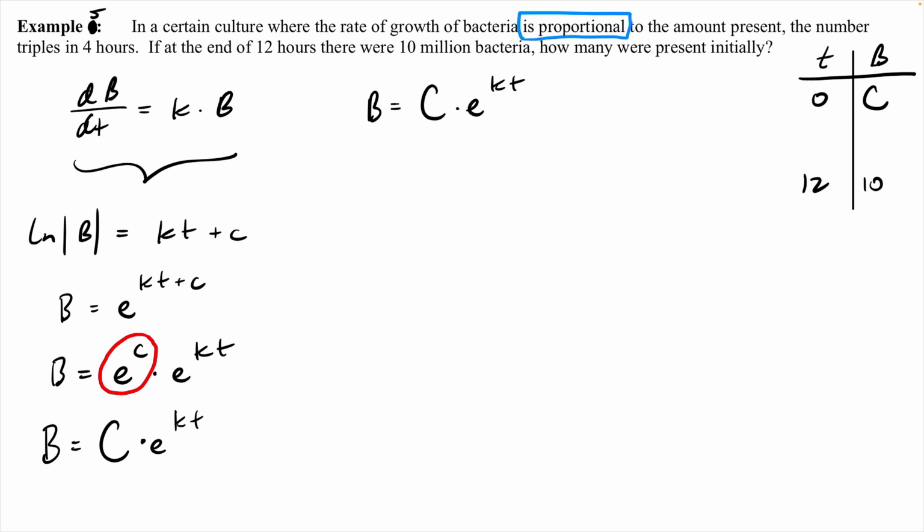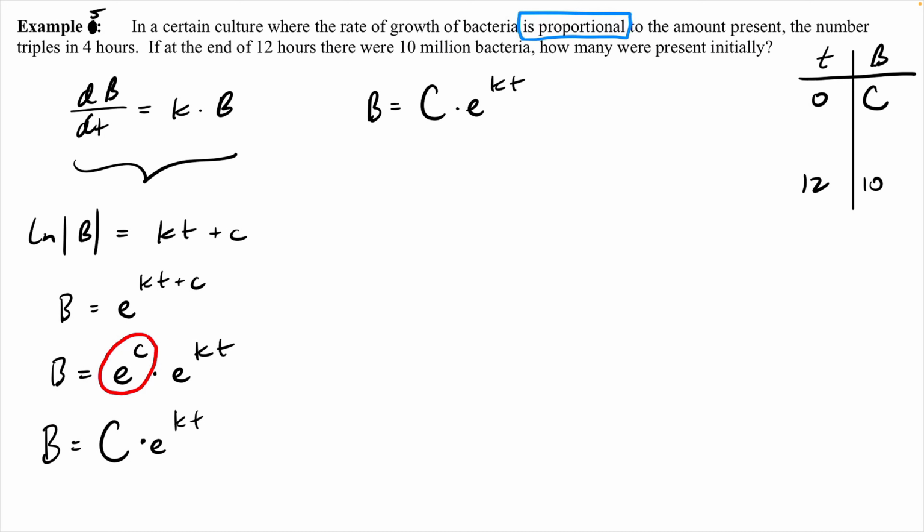Now we got to solve for K, right? So how did we solve for K? Divide by C. Yeah, we would do that. We would divide by C and everything, but the problem is I don't know what C is. If I plugged in 12 for T and 10 million for B, I would still have two variables, capital C and K. So I can't solve for one unless I know what it is.